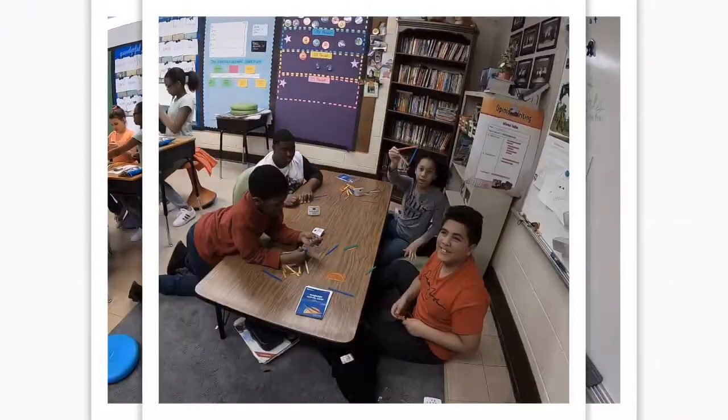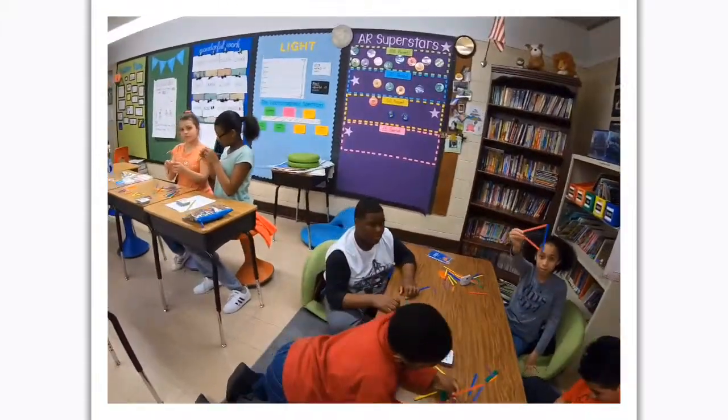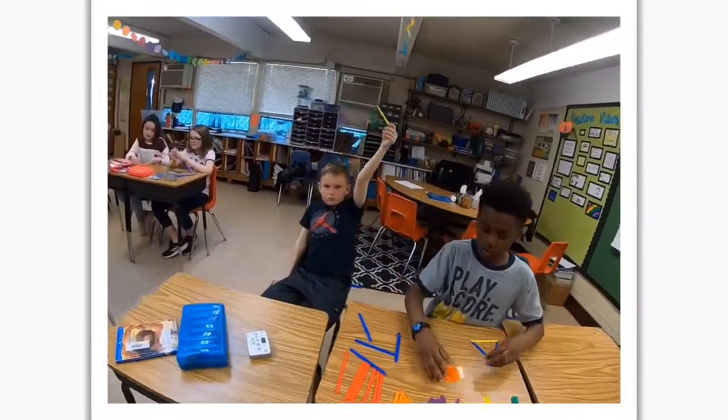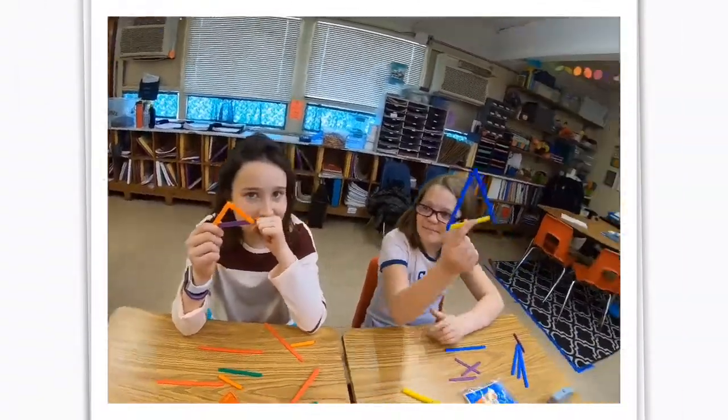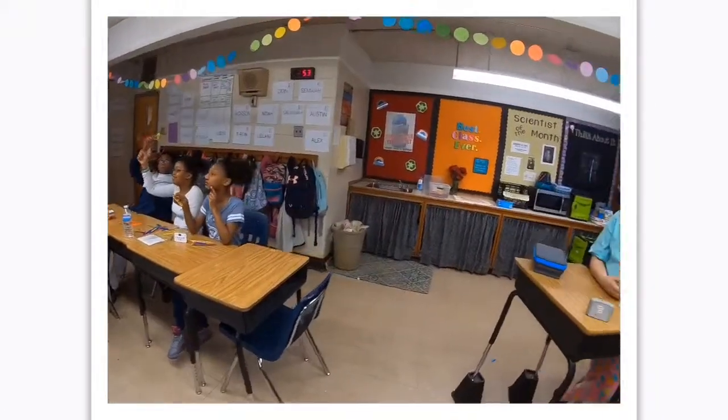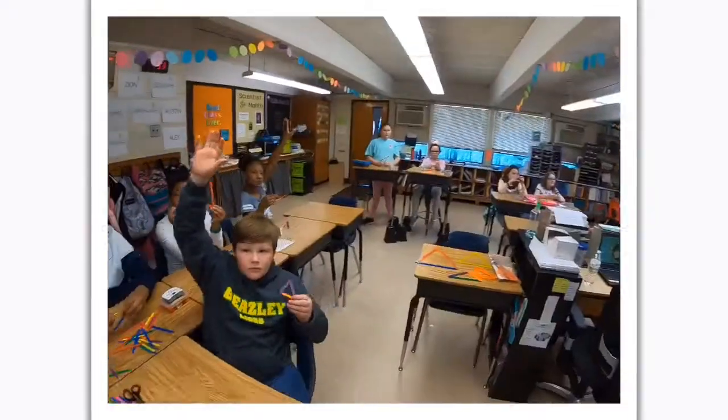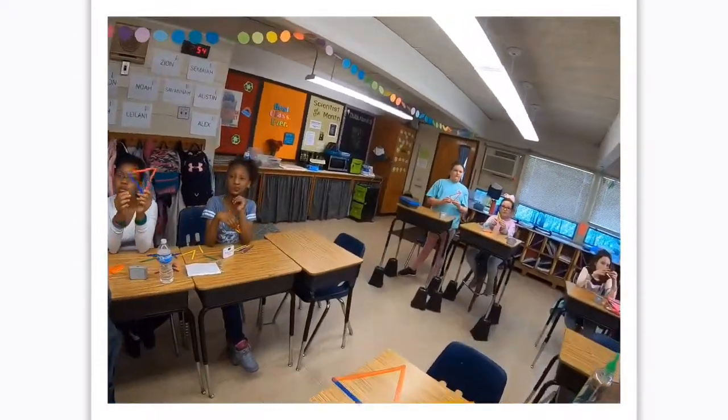Bread. And this is a cute one again. Seeing some good isosceles. All right, everyone, hold up your isosceles triangles. These are great. What's the same about all of our isosceles? Yes, two sides are the same.